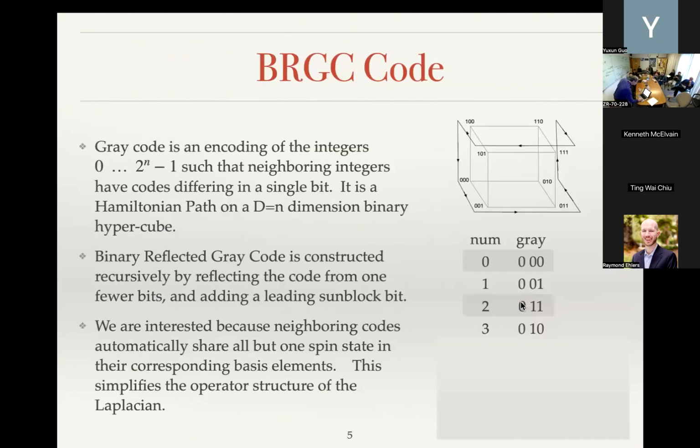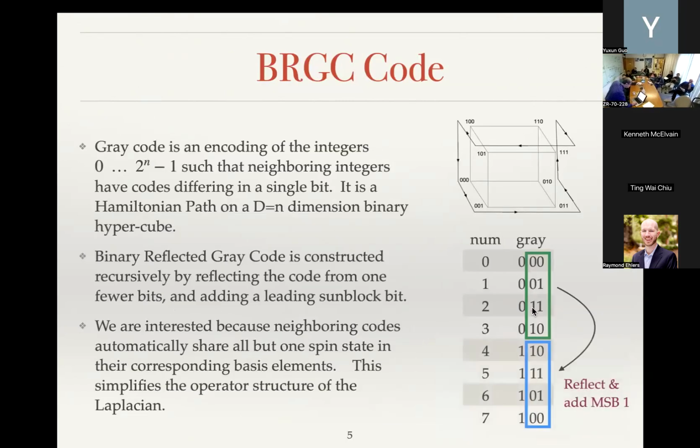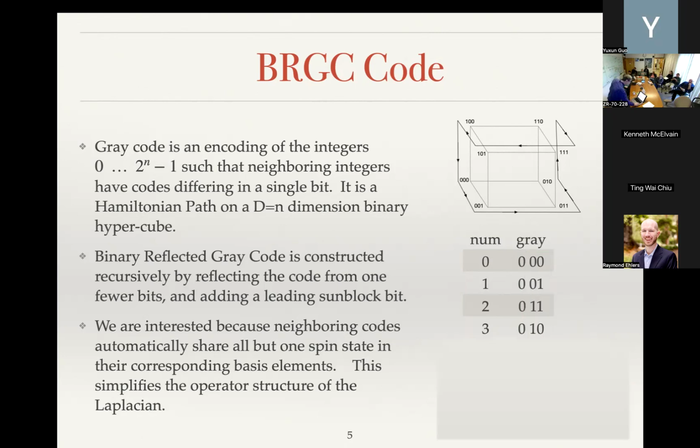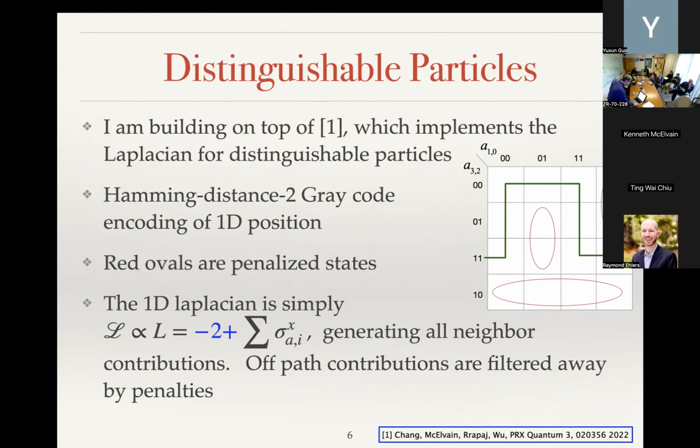say, sigma x might connect me from 2 to 5, right? Sigma x on bit 2. And I don't want that contribution. So if I do this here, all of those extra connections are connections to the side of the path. They go into these areas where I have the red ovals in my graph.